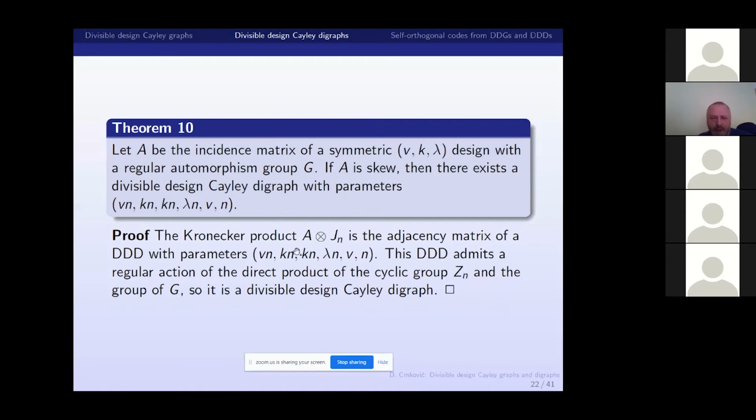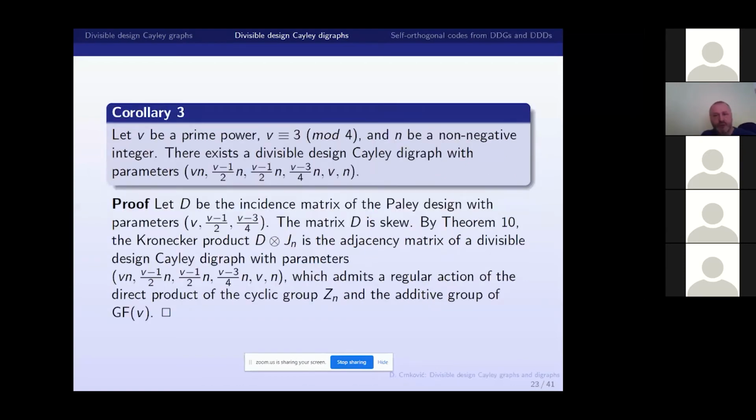Again, it is obvious that this is a DDD with these parameters, and also obviously this DDD admits a regular action of the direct product of the cyclic group Zn with the group G. And so we have a Cayley structure. So again, what do we need here? We need a symmetric design with a skew incidence matrix. So again, we know examples of such designs.